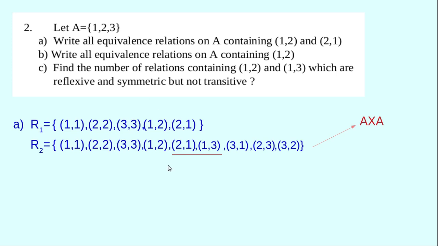Let us write the answer to question number B. Let us read what is question number B. Write all equivalence relations on A containing 1 2. Here in the question it is mentioned only 1 2, but we know that when 1 2 is present in an equivalence relation, 2 1 must also be there. If 1 2 is an element, then 2 1 also must be there in order to make it symmetric. Therefore these two questions are same.